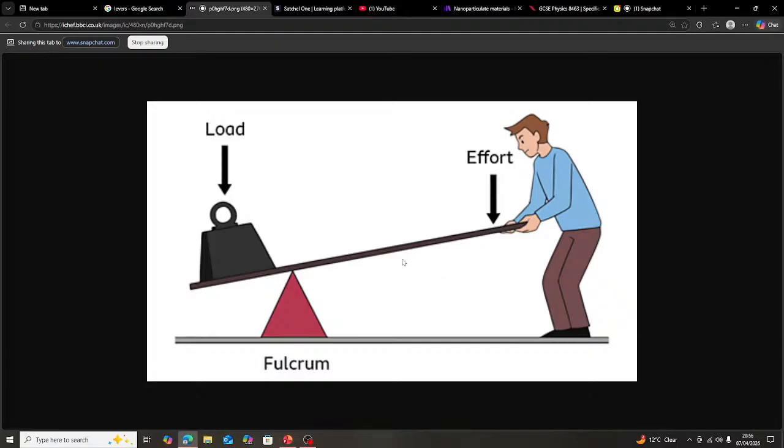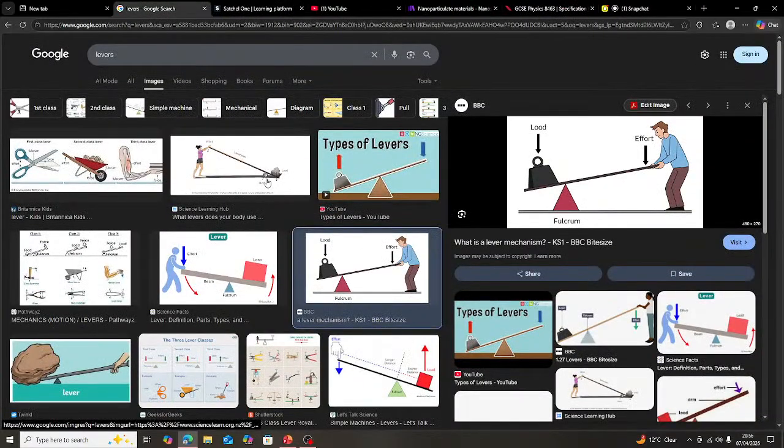Alright, so this is at a shorter distance than this, but he's at a longer distance. So, to transmit the turning effect, he has to put more force down. Kind of did this with the seesaw, didn't we? Fair enough.